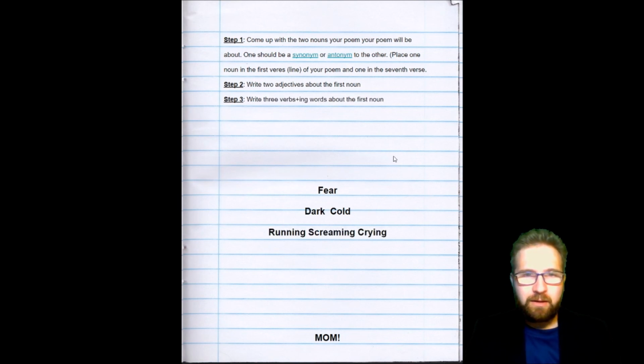Step three, now I need to come up with verbs that end with ing. Remember, verbs are what you do, things that you can do. So three verbs that are about fear could be running or screaming or crying, feeling very uncomfortable. That's what I want to put in that third line. And you can already see I've got the top of my diamond going.